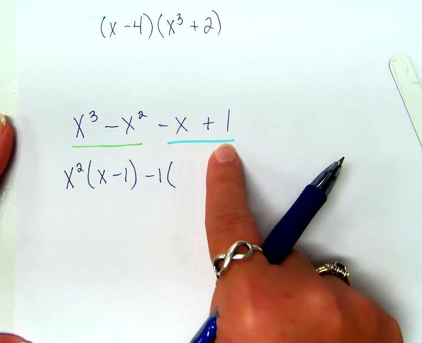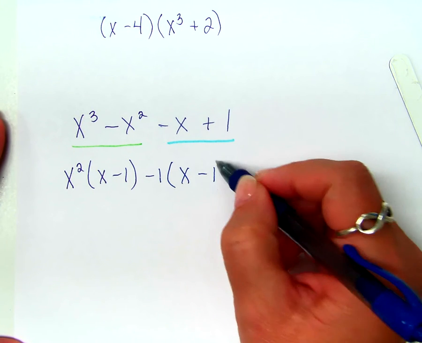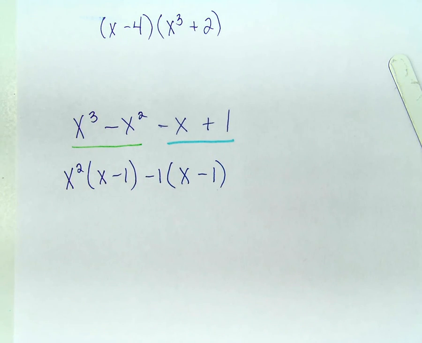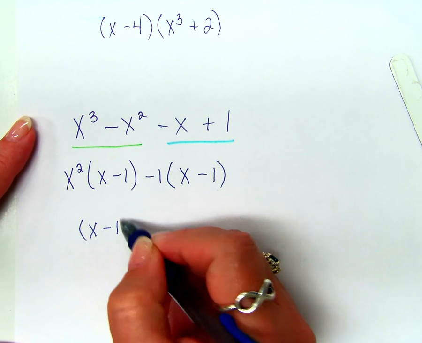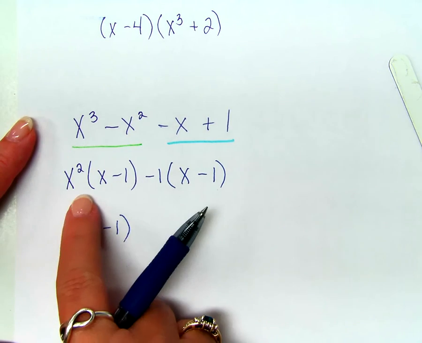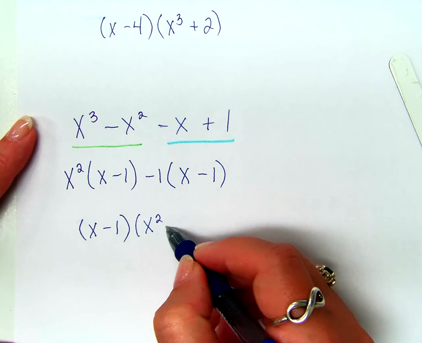What's left when I factor a negative 1 from each of these terms? X minus 1. Do they have a common factor? What is it? X minus 1. So if I factor out x minus 1, what do I have left in this term? X squared minus 1.